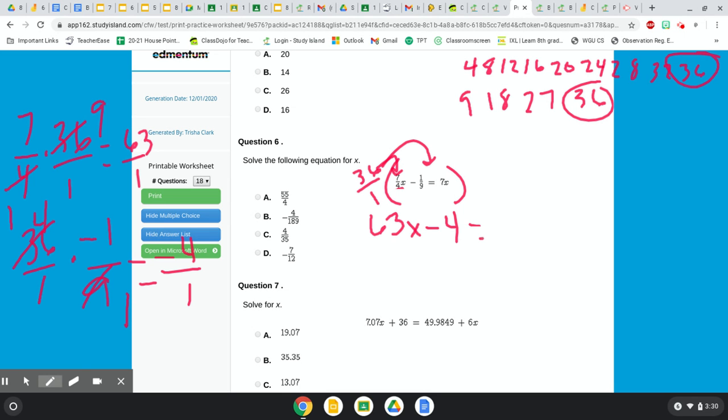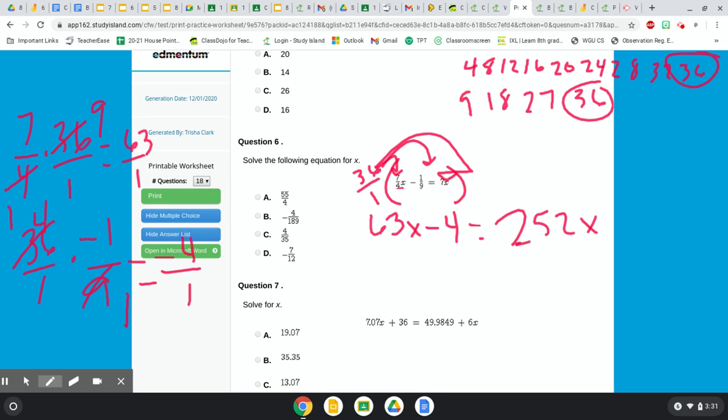And then the last step is to do 36 times that 7x. Oh, got a little crazy there. So 36 times 7x, I don't know what that is off the top of my head. 36 times 7 gives me 252. X, don't forget that X. Okay, so now at this point, I don't have any fractions. I can just go ahead and solve.